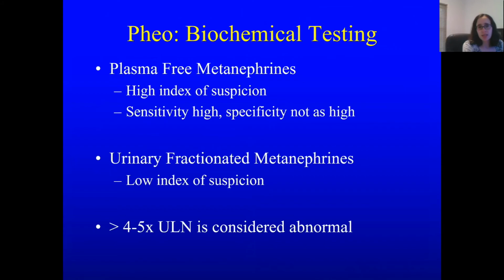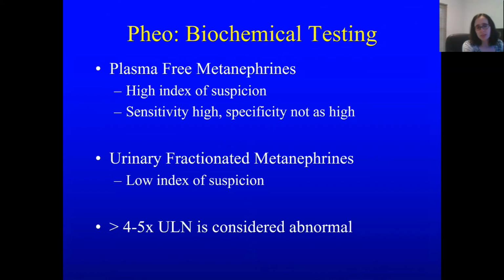Biochemical testing: plasma free metanephrines. If you have a high index of suspicion, this is a very sensitive test, but the specificity is not as high in the blood levels. Urinary fractionated, this is the 24-hour urine fractionated metanephrines. That's if you have a low index of suspicion. Greater than 4 to 5 times the upper limit of normal is considered abnormal.